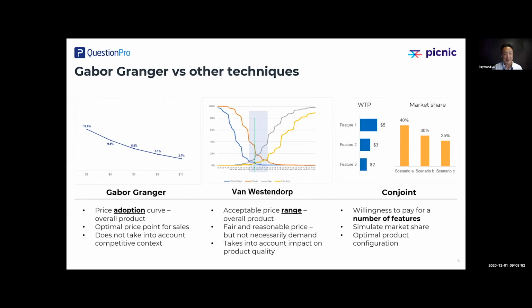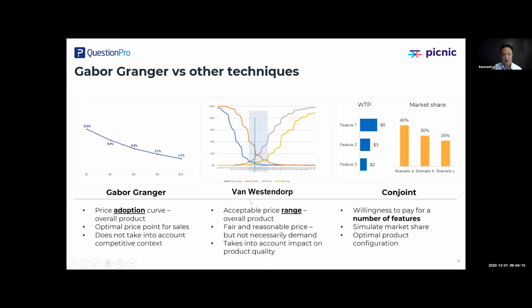Look, it's magnetic, so it's looking at one particular product. So it doesn't take into account the competitive context, which something like conjoint, the third thing we're showing here, will show. So that's a limitation to take into account. But yeah, price adoption curve for Gabor Granger.